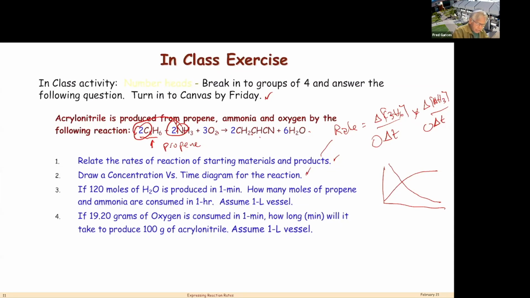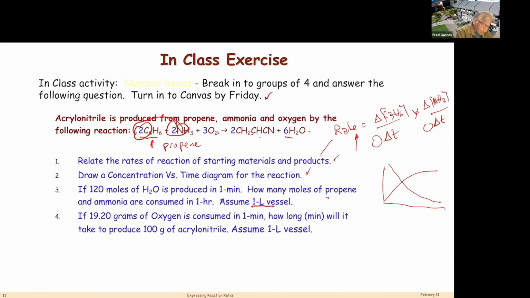Then using this first equation right here, if 120 moles, what we're assuming is 1 liter. So 120 moles equals 120 molar. 120 moles of water is produced in 1 minute. How many moles of propene and ammonia are consumed in 1 hour?